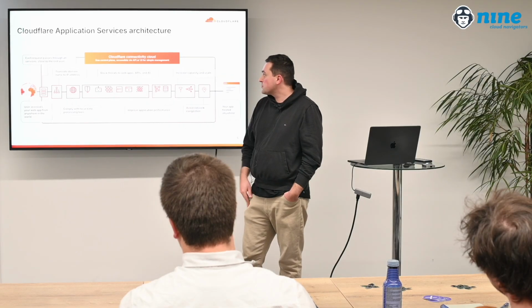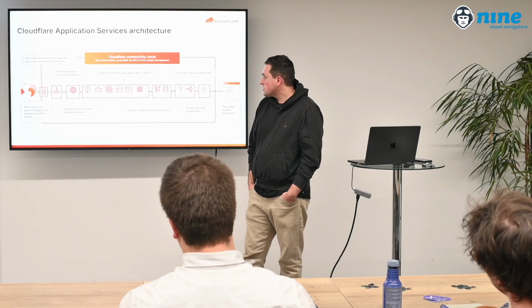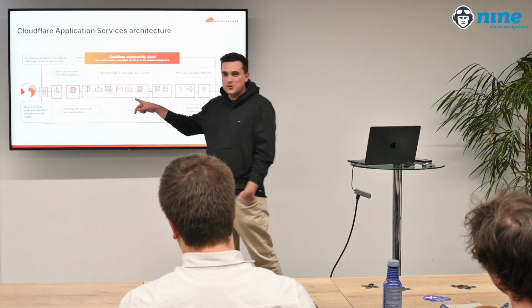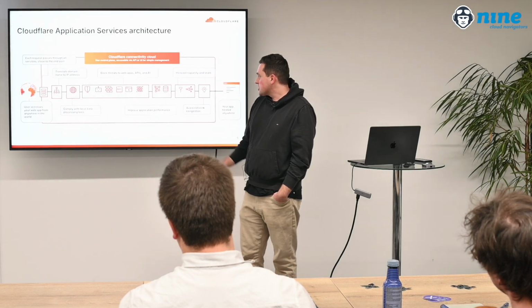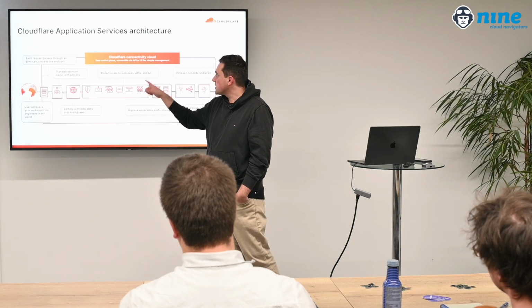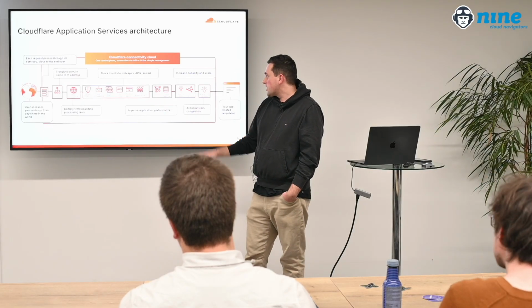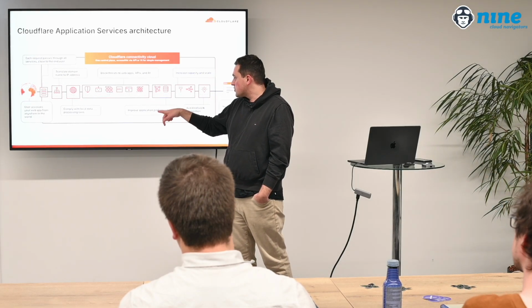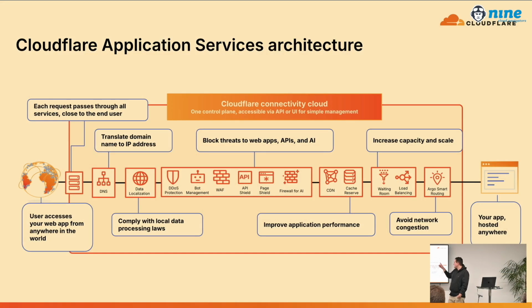Of course, this part then blocks threats to your web apps, APIs, etc. I'm probably not going to go over each individual product, but this is really the security part of the application services portfolio. We have the CDN part, which improves the application performance. We have the capacity scaling and load balancing here. The Argo Smart Routing here is really a product that optimizes the paths within the Cloudflare backbone. And in here, we have your origin and your application that you most likely will be running on Kubernetes, right?